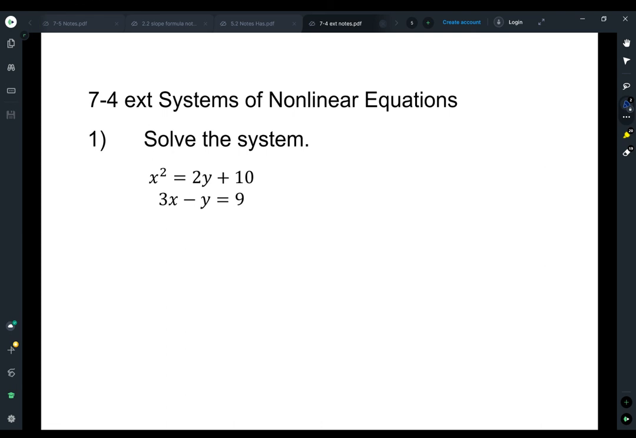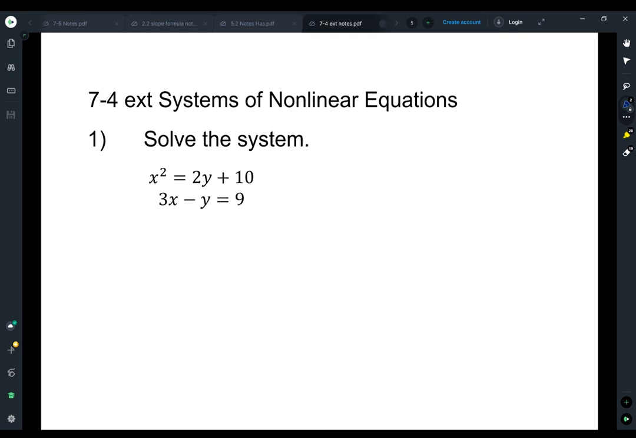Precalc 7-4 extension, systems of nonlinear equations. So we've solved systems of equations for years, but we always had lines. And this year, because we're already graphing conics, we're going to be looking at all these different conics and lines, and at where they cross, what's going on.